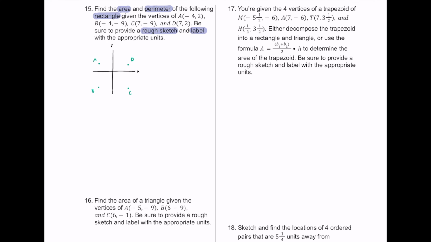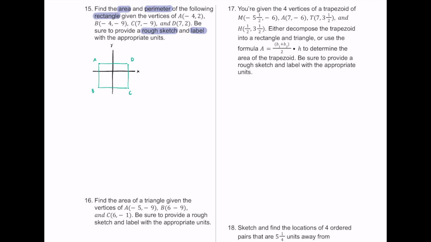So connecting these, we should get a rectangle. From A to B, these were vertical to each other. From B to C, these are horizontal to each other. From C to D, these were vertical to each other. And then from A to D, or D to A, these are horizontal. Okay, so there's a rough sketch of a rectangle.